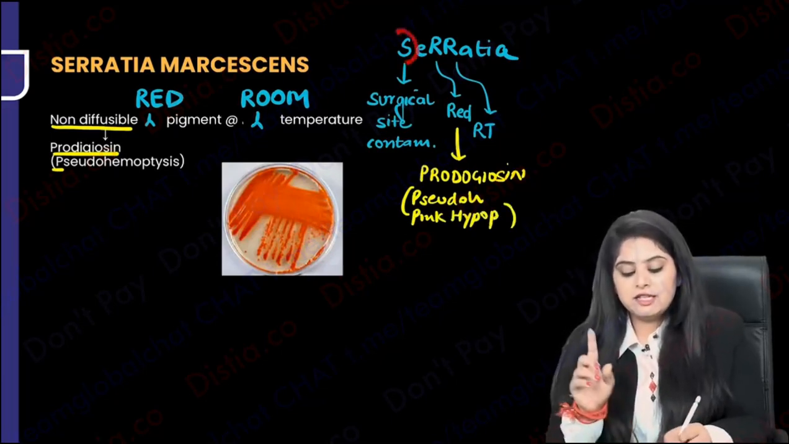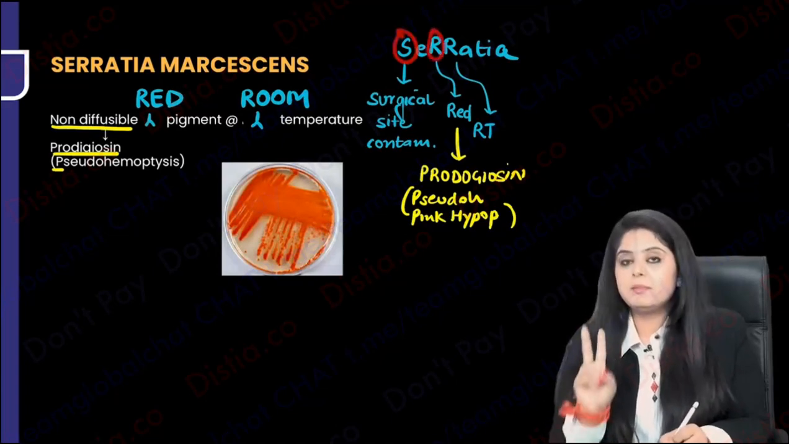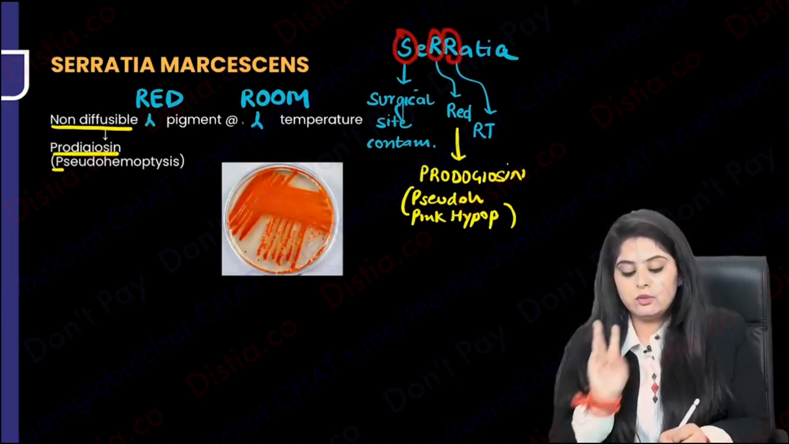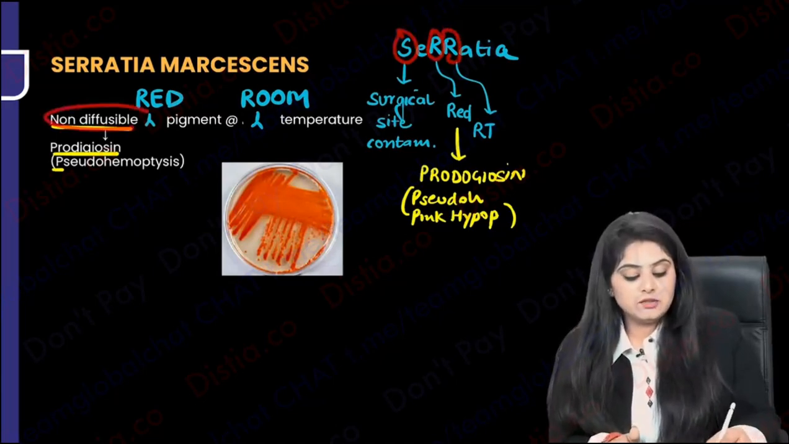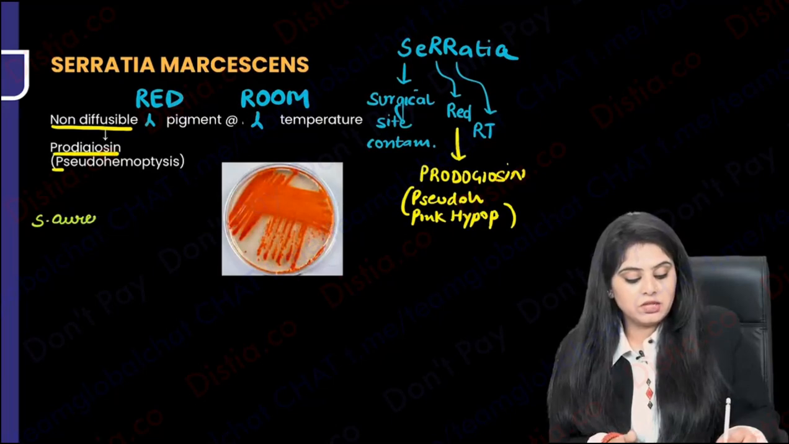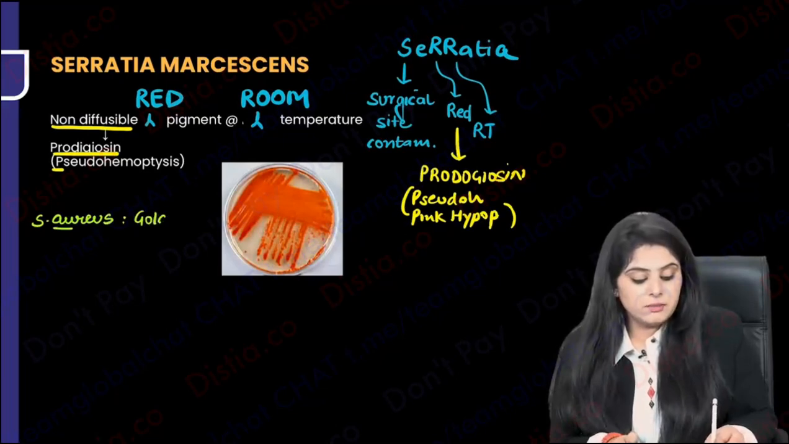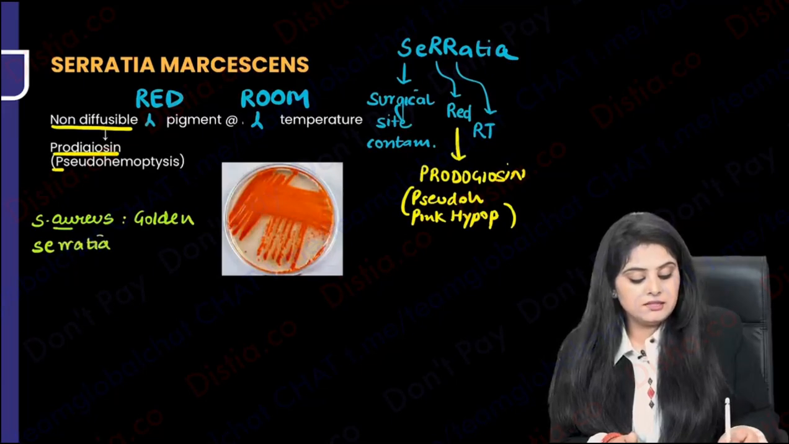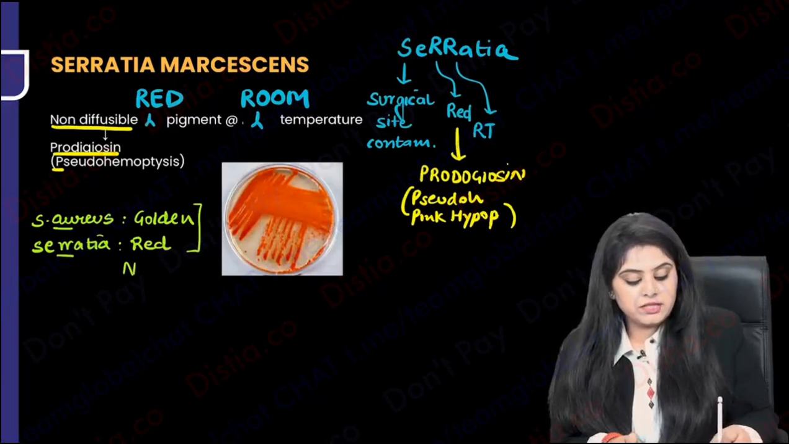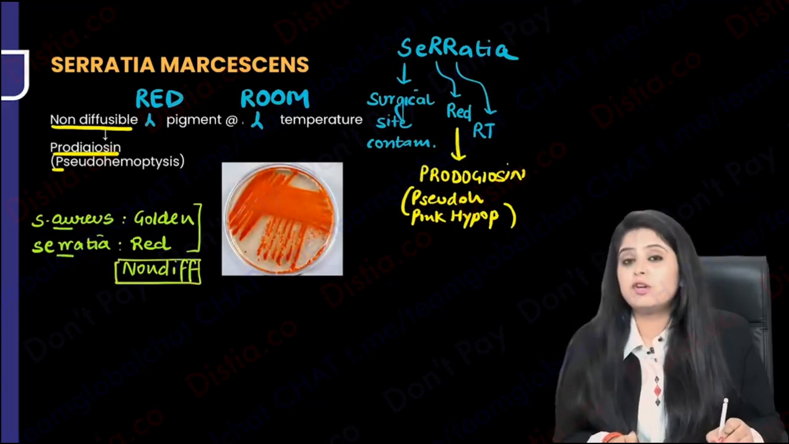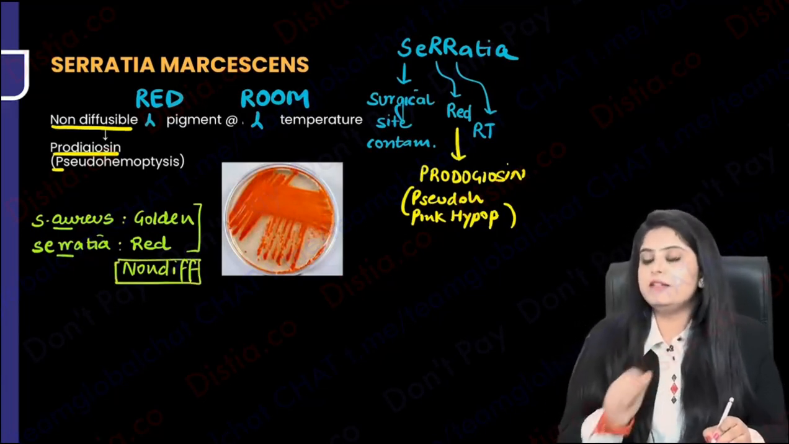Quick revision: Serratia for surgical site, red color pigment called prodigiosin, which is produced at room temperature. It is non-diffusible. Let me remind you, you did a pigment for Staphylococcus aureus. What color was it? Staphylococcus aureus, AU for golden. That was a golden color pigment. Now you're doing a pigment for Serratia. What color is it? RR. It is going to be a red color pigment, and in both of these you studied the same thing. It is going to be non-diffusible. It's not going to diffuse out because shortly you will do a pigment which will diffuse out.